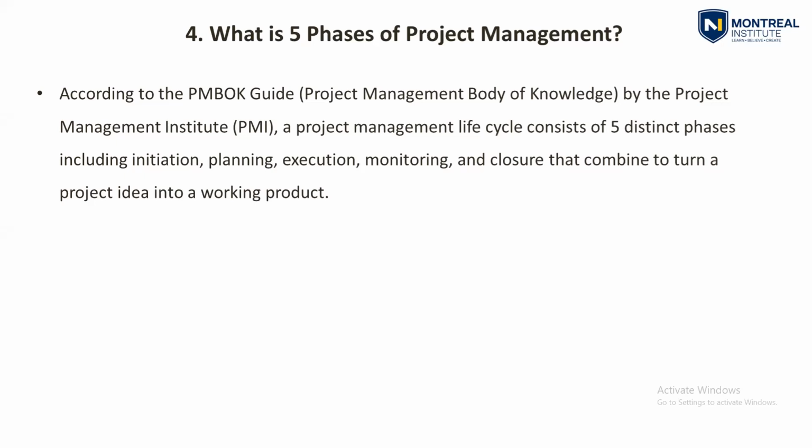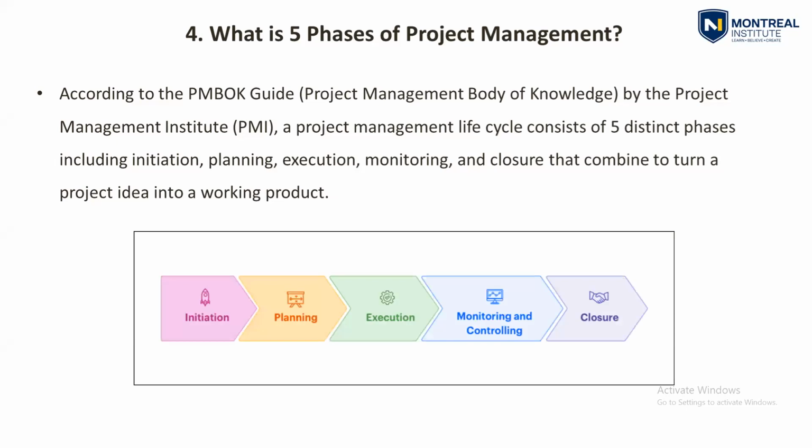So from the PM book, PMI is defining that the project management life cycle consists of 5 phases. First phase will be initiation phase. Second phase will be planning phase. Third phase is execution phase. Fourth phase is monitoring phase. And the final one, fifth one, is the closure or closeout phase. So if you divide your project into these 5 stages, it will be very easy to manage your project.